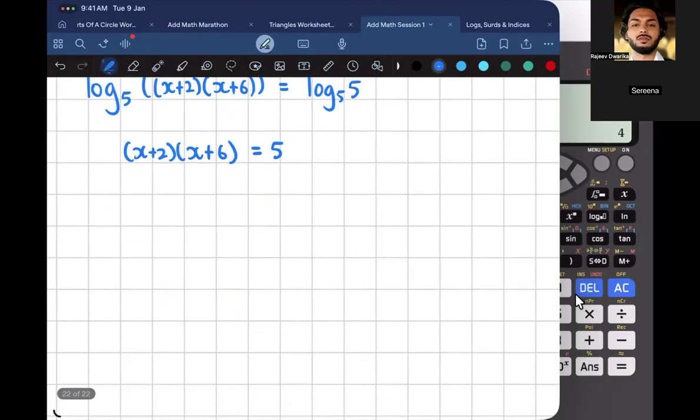So now let's expand. If I expand this, I'm going to say x times x, then x times 6, then 2 times x, and then 2 times 6. So I'm going to get x times x, which is x squared, x times 6, which is 6x, 2 times x, which is 2x, and 2 times 6, which is 12. And here, Serena, what is it starting to look like?